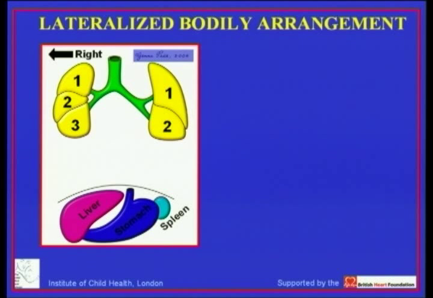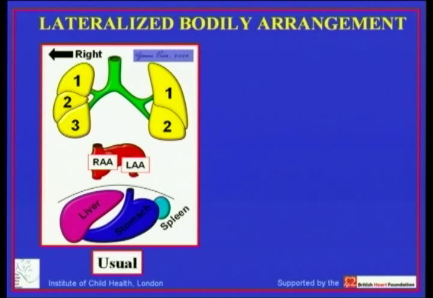If we look below the diaphragm, again there is evidence of lateralization, the liver in the usual situation being right-sided, stomach and spleen being left-sided, and then within the heart, the pectinated appendage is on the right side, the smooth vestibule on the left side, and we can lump all of that together as being the usual arrangement.